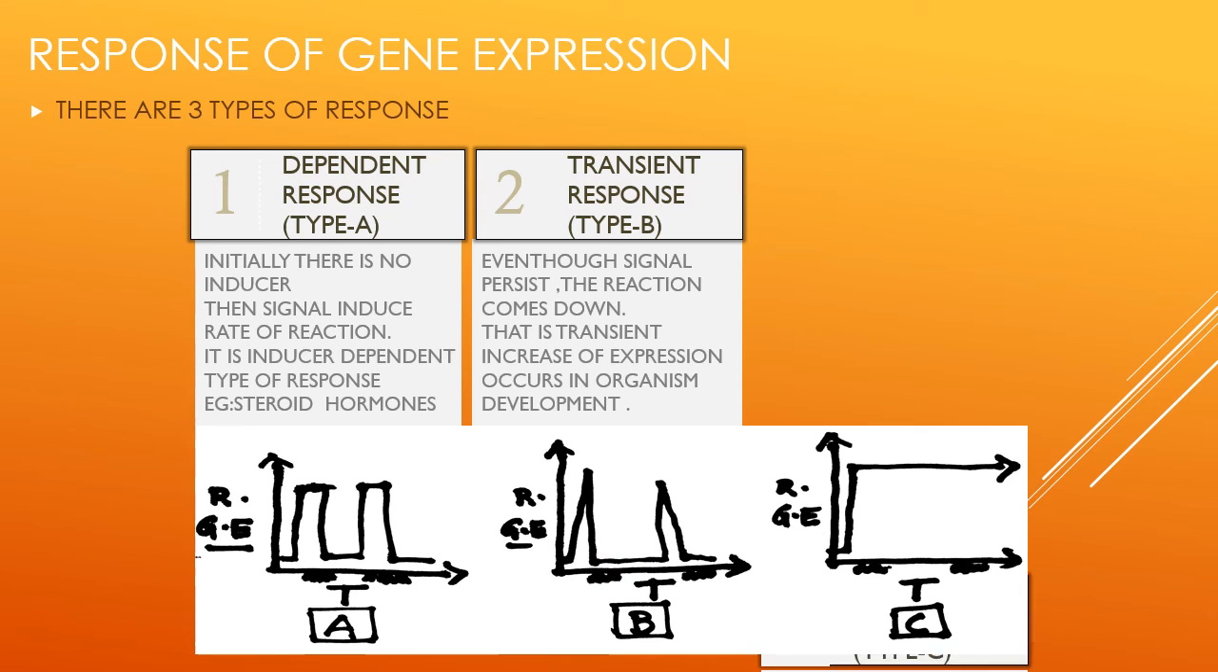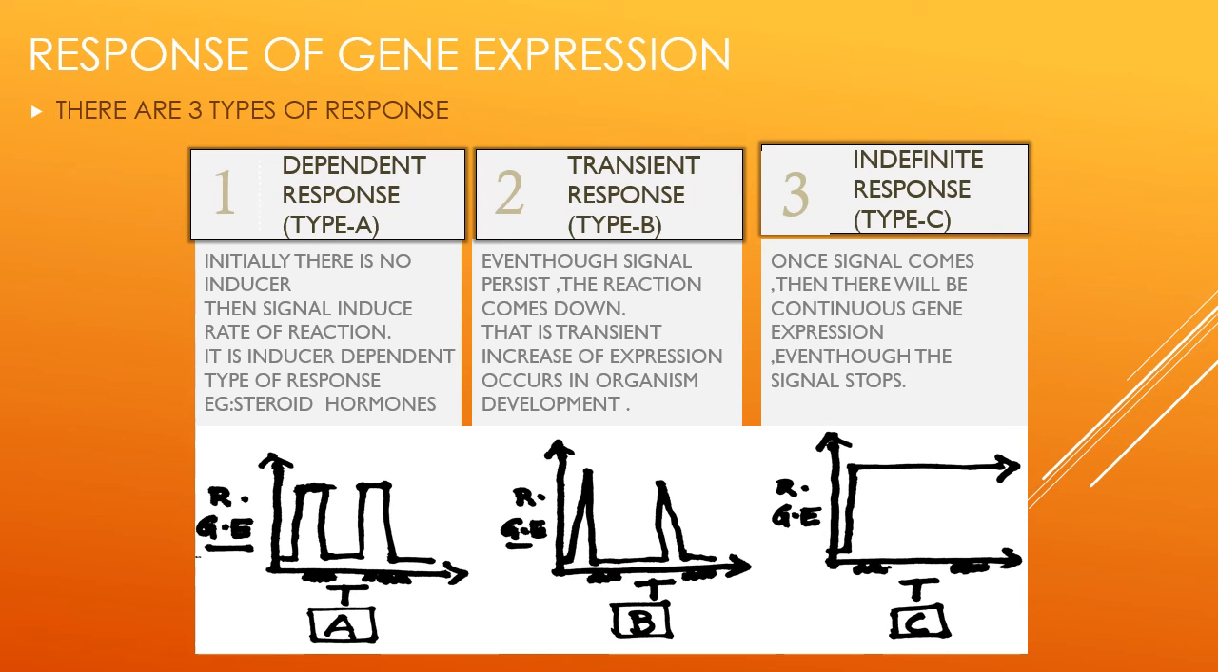Next is indefinite response, the type C response. Once the signal comes, then there will be continuous gene expression. Even though the signal stops, the reaction will not end. So this is known as indefinite response.